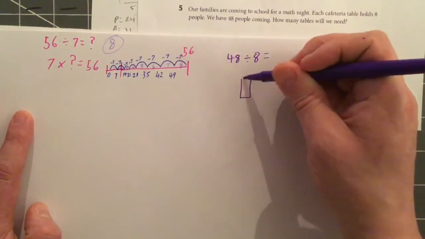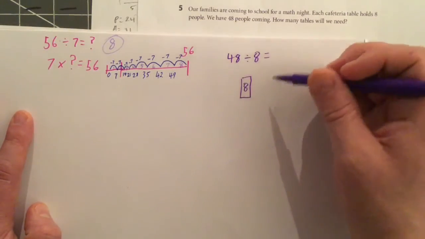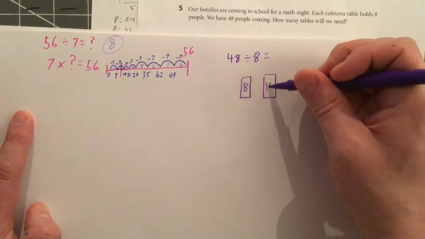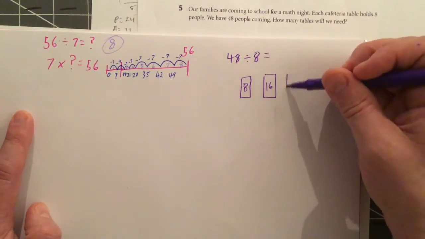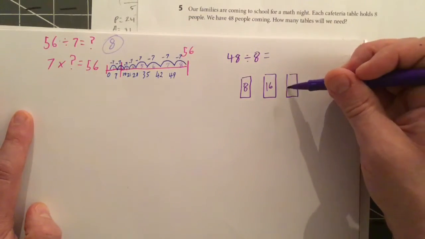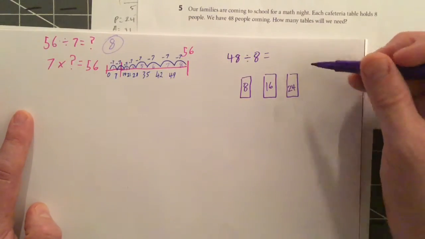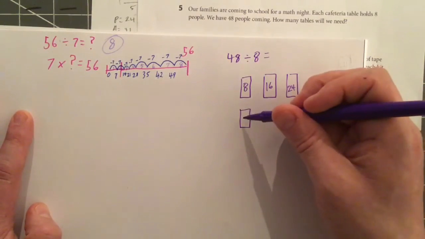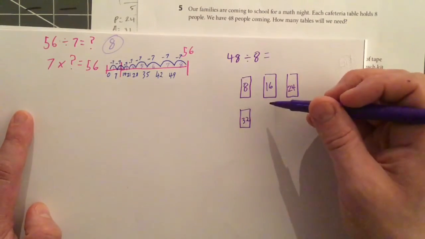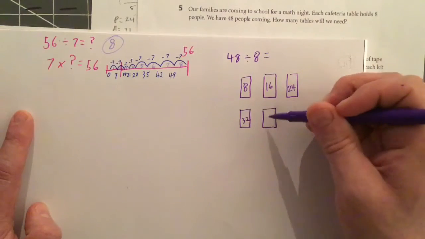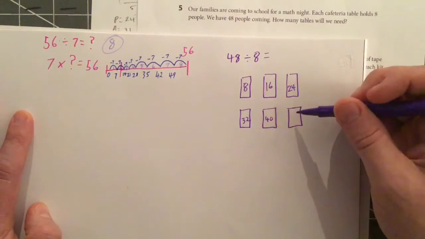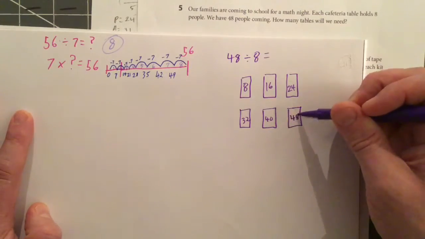I'm going to make one table of 8 people. Then I'm going to make another table of another 8 people. That's 16 people. Then another table of 8 people. That's 24 people. Then another table of 8 people. It's not 24 anymore, it's 32. Then another table of 8, and I'm at 40 people. And then another table of 8 people, and that gets me to 48 people.